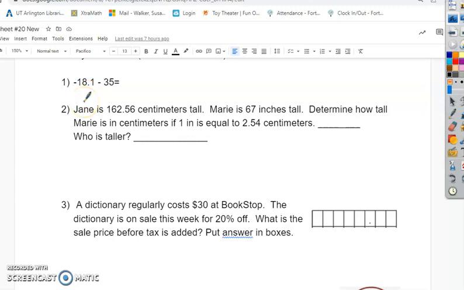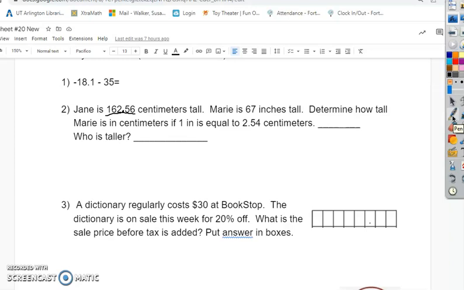Number 2 says, Jane is 162.56 centimeters tall. Marie is 67 inches tall. Determine how tall Marie is in centimeters if 1 inch is equal to 2.54 centimeters. So on the last practice sheet, we were using dimensional analysis, so I thought this time I would do something different and maybe use a proportion.